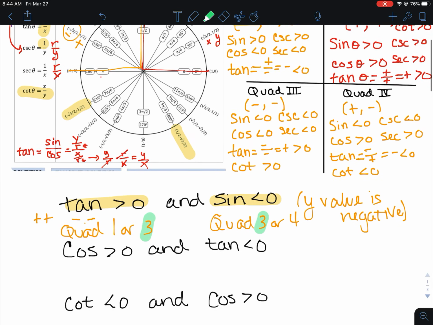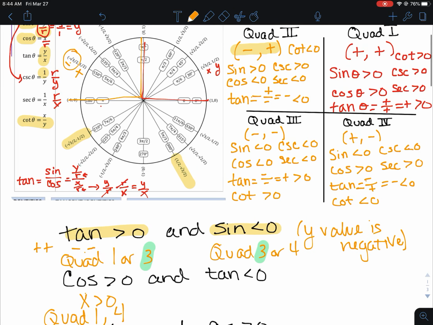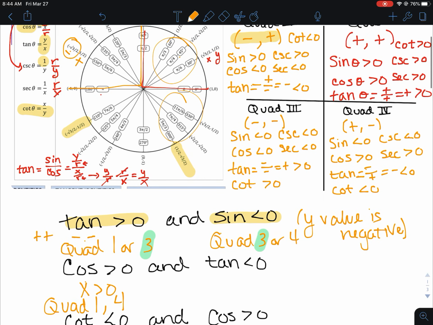So let's look at the next one. Cosine positive. So where's x positive? And tangent negative. Well, x is positive in quadrant 1 and quadrant 4, right? So 1 and 4, where x is positive, in here and in here. And then tangent is negative where the values would have opposite signs. So where it would be a plus and a minus, or a minus and a plus. So that's quadrant 2 or quadrant 4.